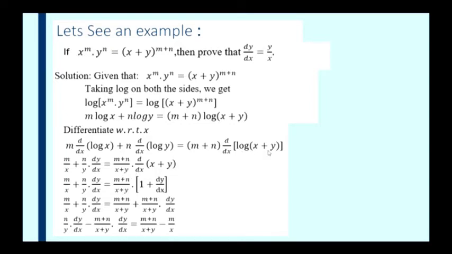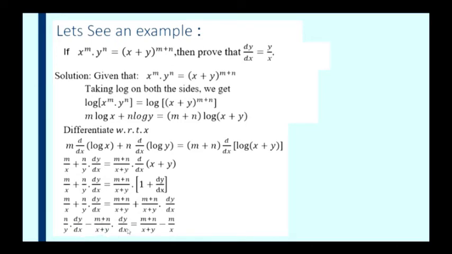Is this clear? Now we have to differentiate it. This will be m by x plus n by y into dy by dx equal to m plus n upon x plus y into 1 plus dy by dx. Now I have to open the brackets. So I will be multiplying m plus n upon x plus y to 1 as well as to dy by dx, that I have done. And now I have got two terms in dy by dx and two terms free from dy by dx. So I will be taking dy by dx terms together and free from dy by dx terms together.